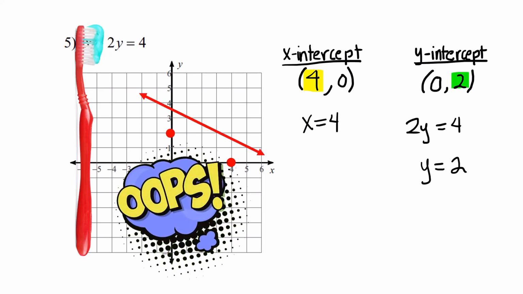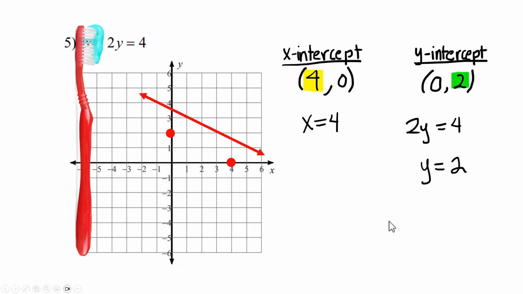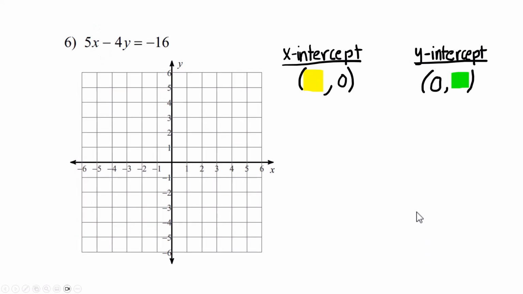Oops, that line is too high. Sorry, my bad. You guys know I'm supposed to go through the dots. I'm going to leave that in the video because I really want to get this done. So, yay technology. All right, let's do it again. Pause it if you want to try it on your own and then come back and see the solution.